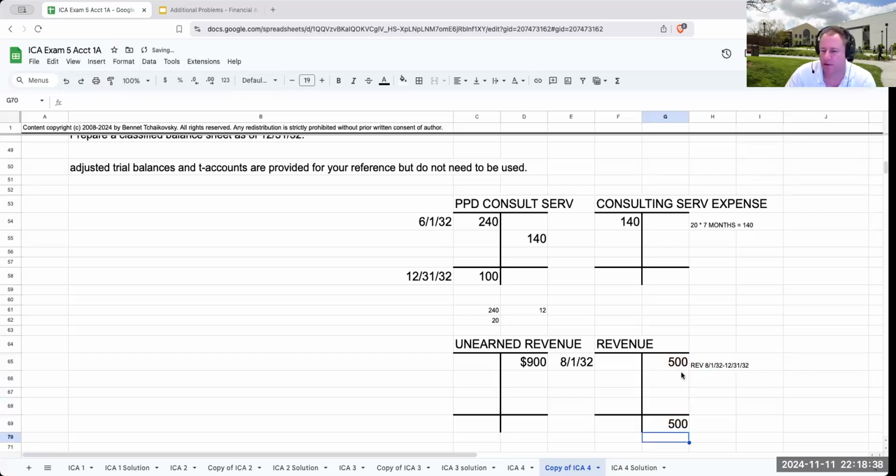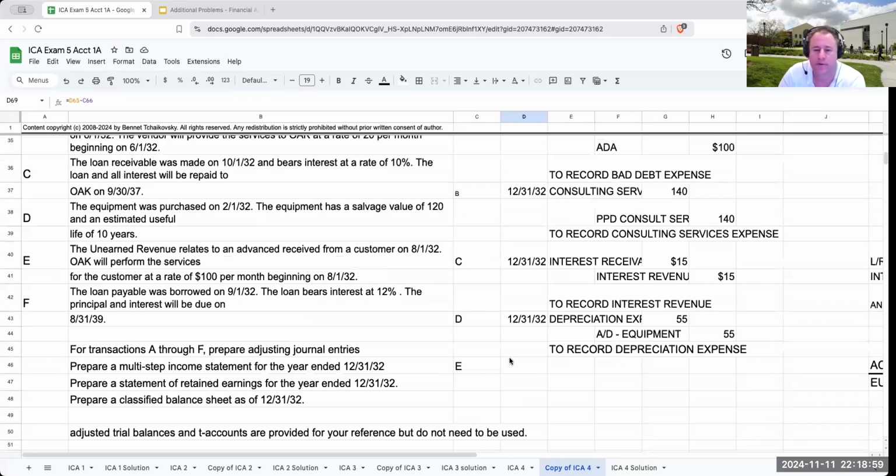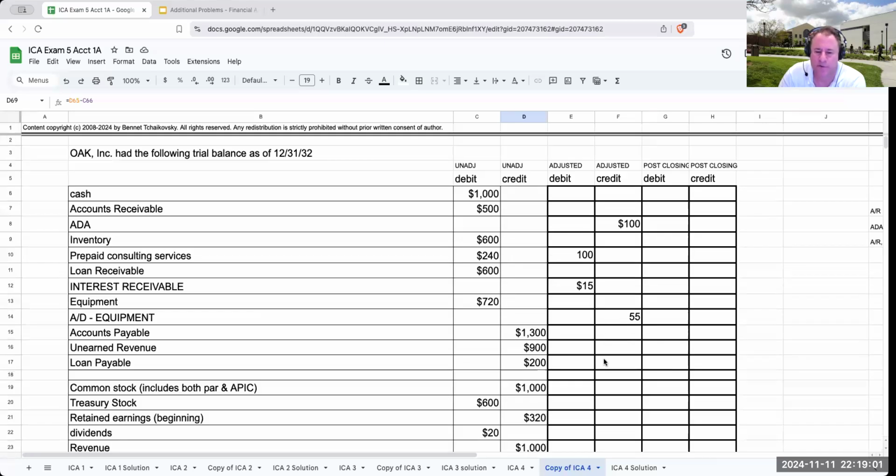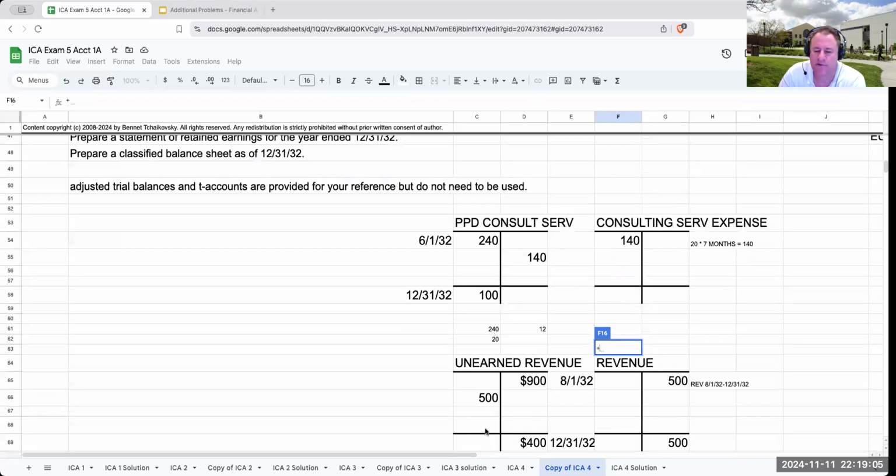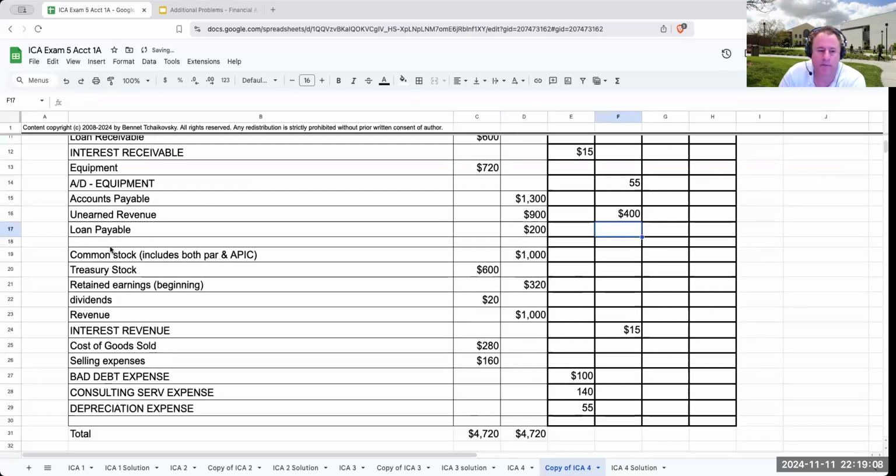So for every debit, I need a credit. So for every credit, I need a debit. I go ahead and debit unearned revenue. What is my balance of unearned revenue now? It is going to be the initial 900 minus the 500, or 400. What does this represent? Well, they paid me for 9 months. They've used up 5, so I have 4 left, or 400. So my unearned revenue is going to have a credit balance of 400.